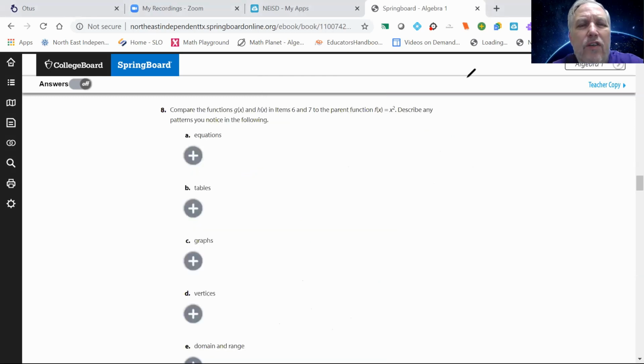Number 8 says compare the functions g of x and h of x in items 6 and 7 to the parent function f of x is equal to x squared. Describe any patterns you notice. Okay, so on the equations, what we noticed is that the change came after the input value being squared. In other words, g of x, for example, was equal to x squared, which was the parent function, plus 3.